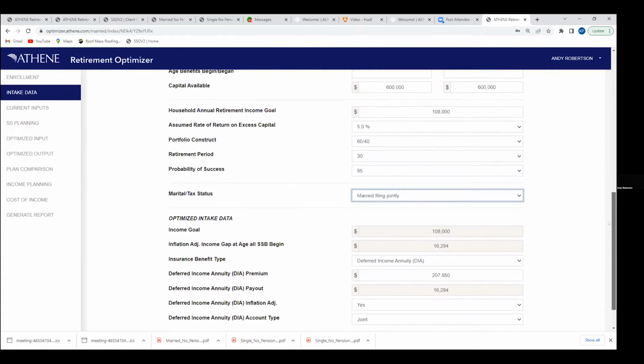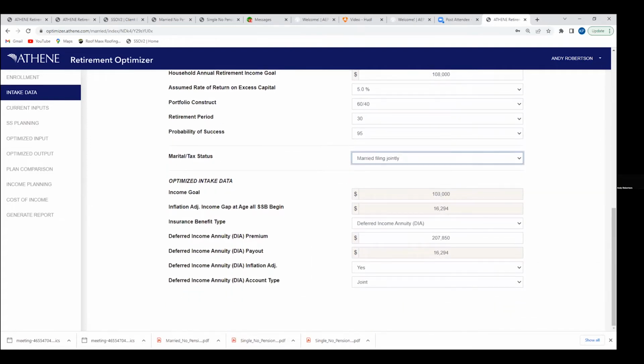So at the bottom here, we have the optimized intake data. So this is, again, the gray area, or it's a gray field. So we know the 108 was populated. This 16,294 is the inflation adjusted gap that will remain under the optimized scenario, which I picked 70. Then we want to look at what product are we going to use to close that gap under the optimized scenario? And I put in deferred annuity with income rider to give people the flexibility of using fixed, indexed, variable that have living benefit riders.